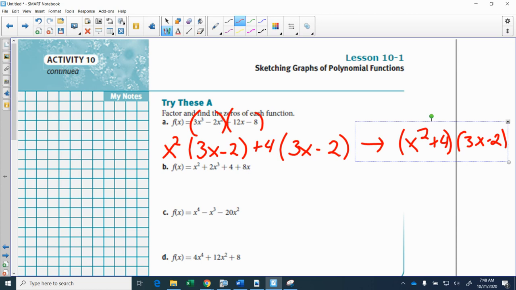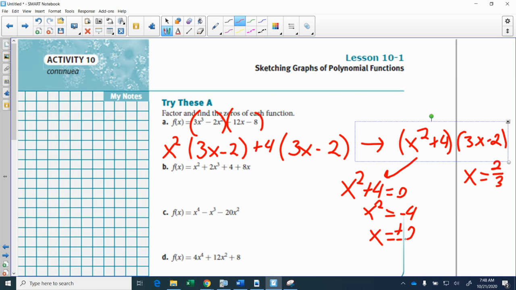If I want to get my zeros, I would solve each of those out. This one would become x equals, add the 2, divide the 3, they become 2 over 3. This one's a little bit tougher. If I were to actually solve this out, x squared plus 4 equals 0. That would give me x squared equals negative 4. And if you remember, anytime you take the square root of a negative value, you get imaginary answers. So this would become x equals positive negative 2i. Okay? And I can gather my zeros there.